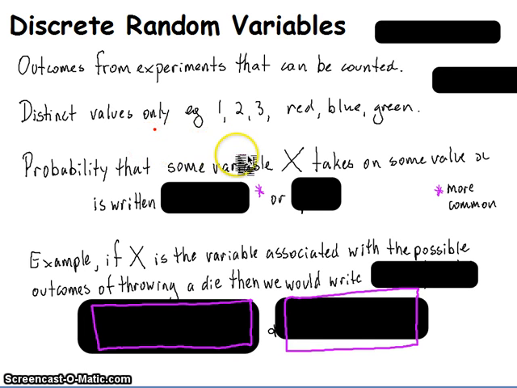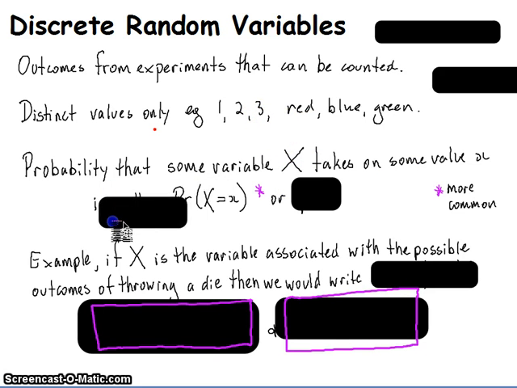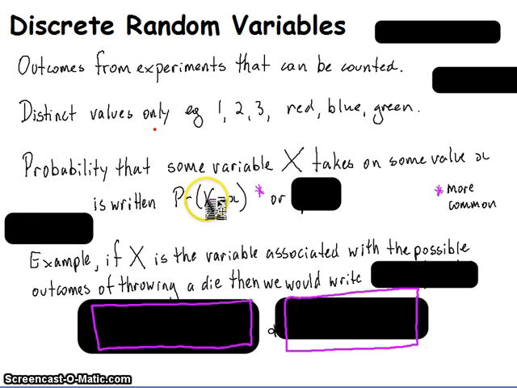Now the probability that some variable X takes a particular value x: here, uppercase X describes the event that's happening, and lowercase x is the particular value. So for example, roll the dice is X, get a particular value, 1, 2, 3, 4, 5 or 6 is little x, and it is written as the probability that X equals x.